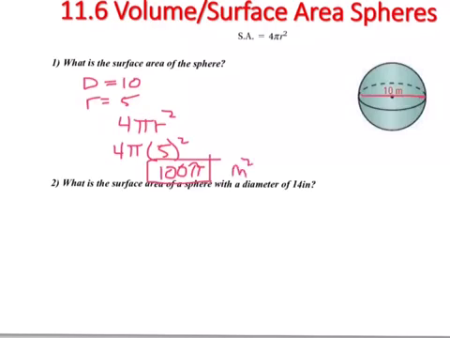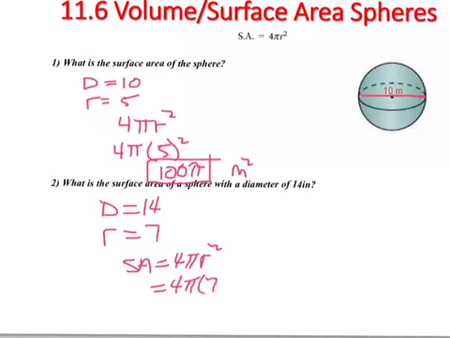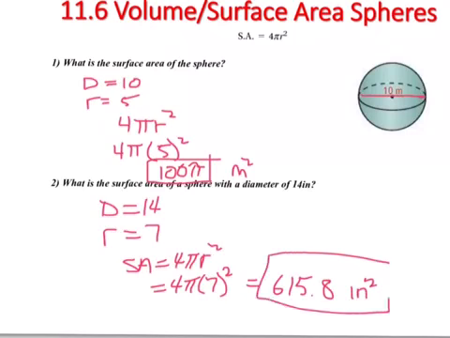For the second part, what's the surface area of a sphere with diameter of 14 inches? So if the diameter is 14, then you have to calculate the radius, which is half of that. So half of 14 is 7. Plugging that into the formula, surface area is 4 pi r squared. So it's 4 pi times 7 squared. So doing that calculation, you will get 615.8. And that is in square inches because it is surface area.